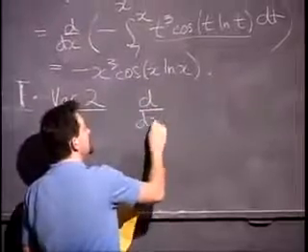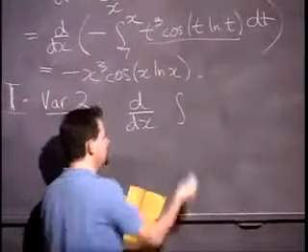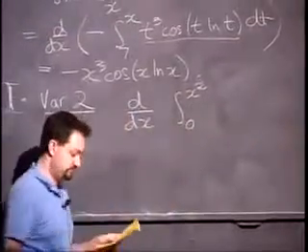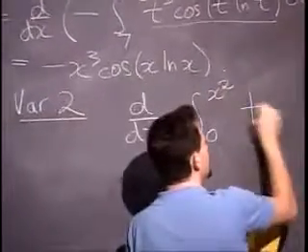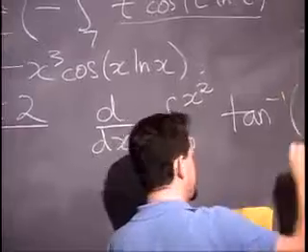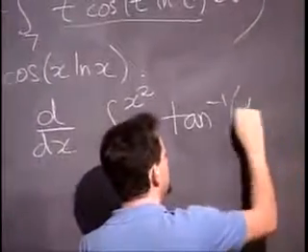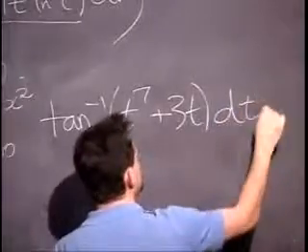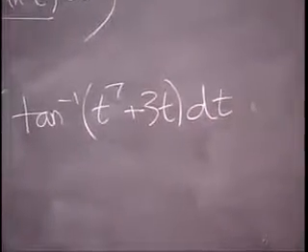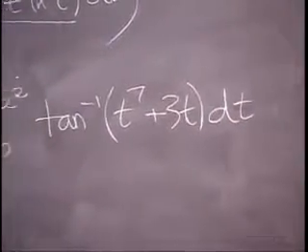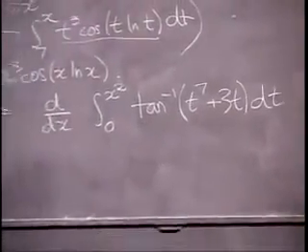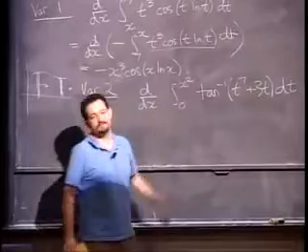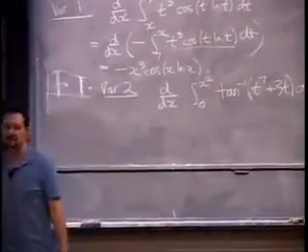Suppose I take d dx, I'm going to go from 0 to x squared. Not just x, x squared. And some integrand here, which I seem to be choosing fairly nasty integrands, just to dissuade you from actually trying to find antiderivatives here. So I have inverse tan t to the 7 plus 3t dt. That's not the interesting part. The x squared is the interesting part. In order to deal with this, I have to use the chain rule.